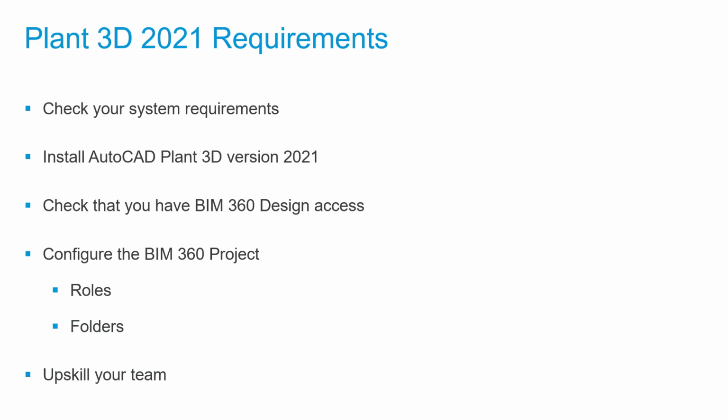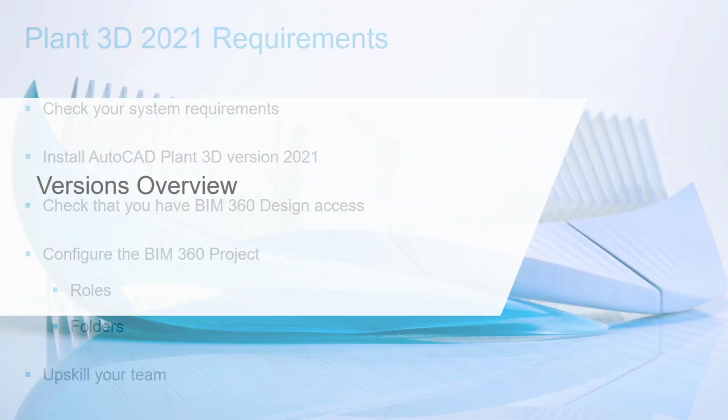Now, what we're going to go through today very quickly is checking on your system requirements, installing 2021, checking that you have BIM 360 Design access, setting up the project, and upskilling your team. So let's take a quick pause and look at the versions overview.